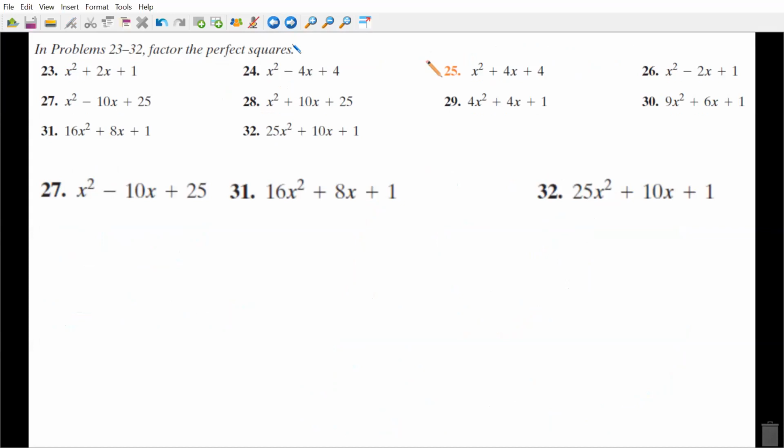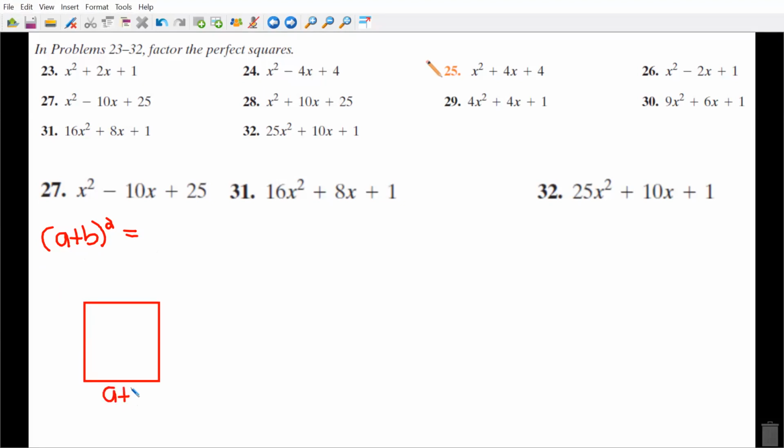Again, Miruiano, in problems 23 to 32, what do you have to do? Hi, teacher. In problems 23 to 32, factor the perfect squares. Factor the perfect squares, okay? And guys, when you factor perfect squares, it's important that you remember the formulas that say a plus b squared. Remember, guys, this is a perfect square because it's a square that is like this.